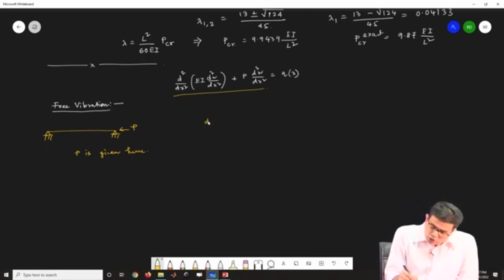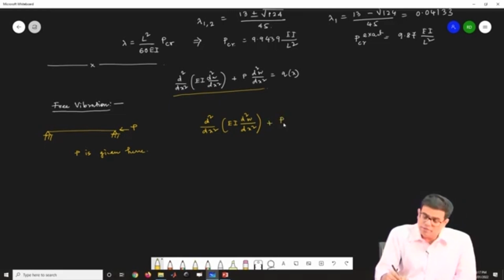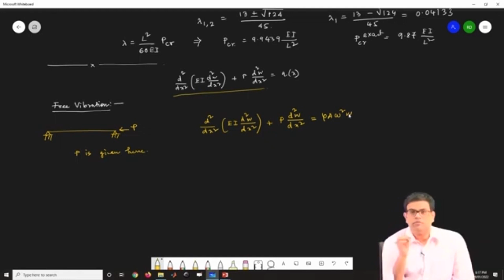So d2/dx squared of EI d2w/dx squared, plus P d2w/dx squared. Here I am not writing P_CR because P is known to us. Then that will equal rho A omega squared w. So omega is the natural frequency that we need to find out, and w is the displacement. So that is our equation.